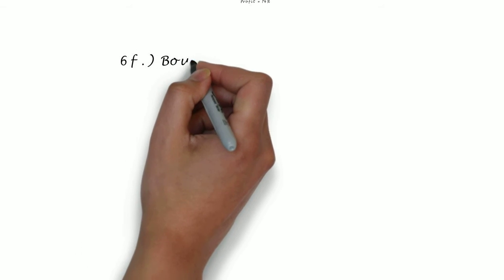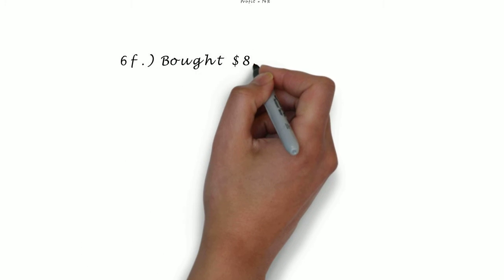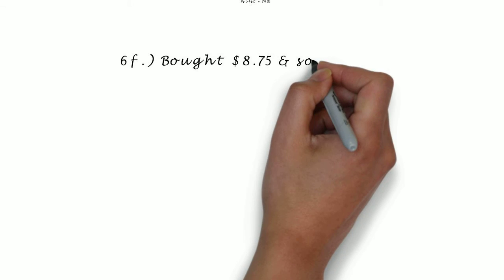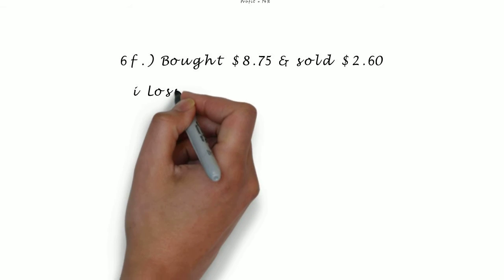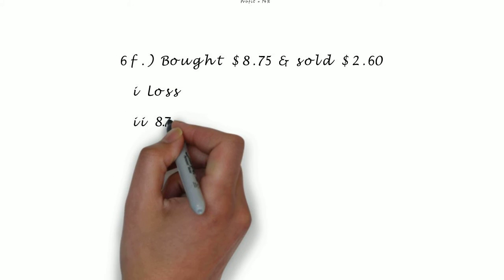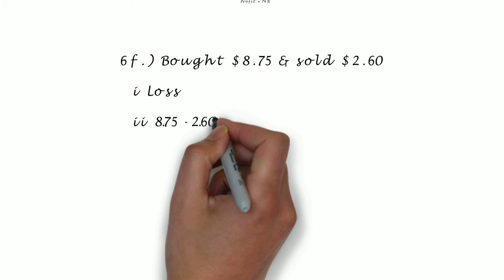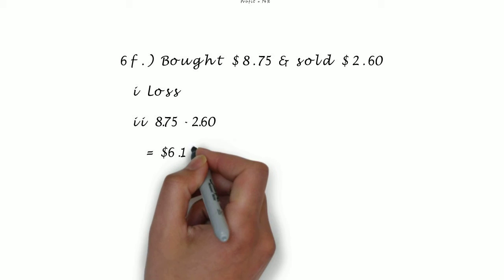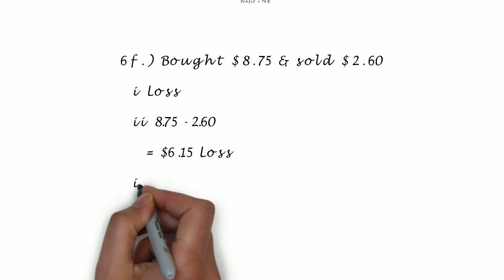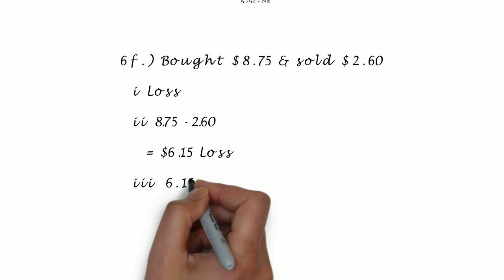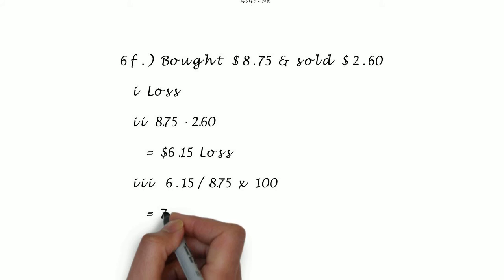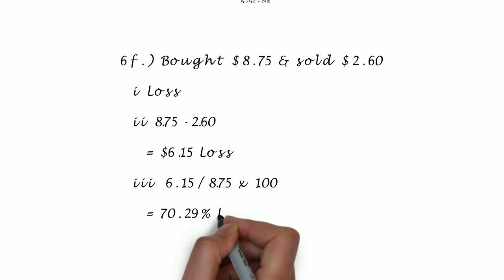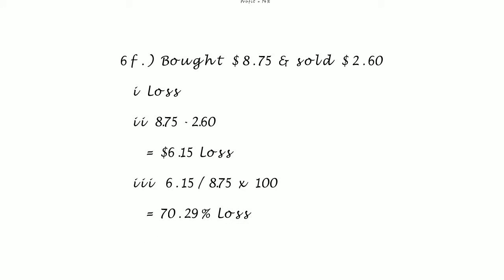Now, if we have a look at part F, that was a toy bought for $8.75 and sold for $2.60. So part 1 is going to be a loss. Part 2, it's $8.75 minus the $2.60, and the loss is $6.15. As a percentage, $6.15 out of $8.75 times 100 means we've got a loss of 70.29%.